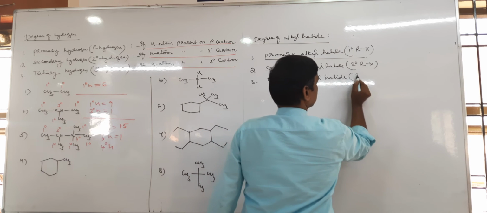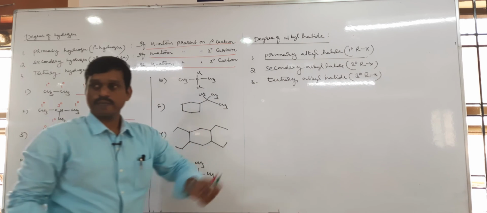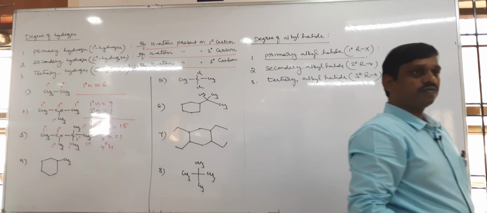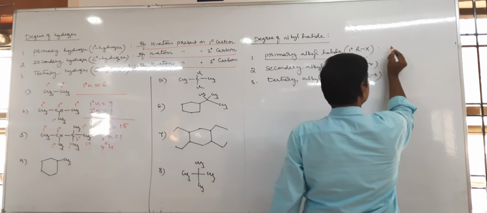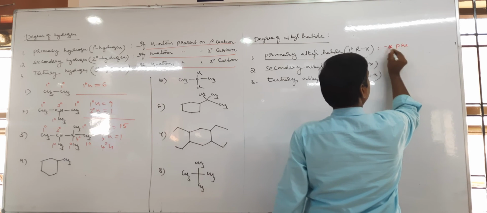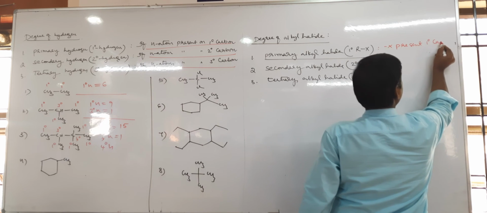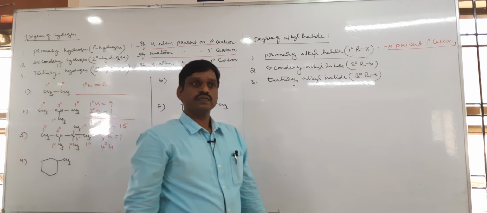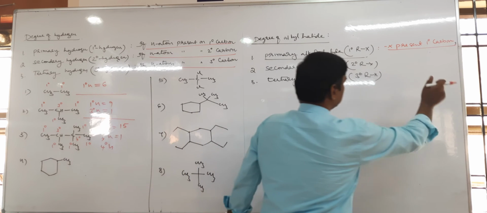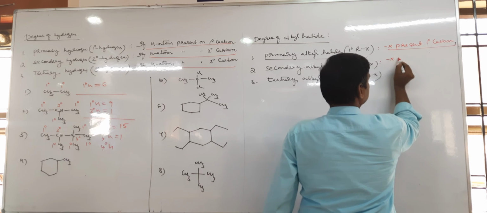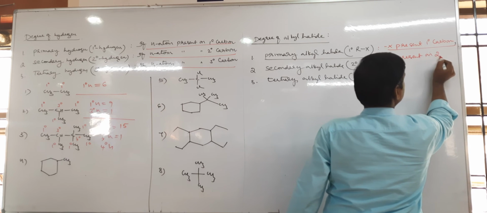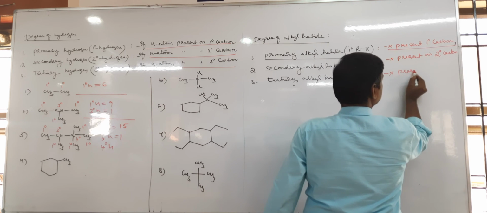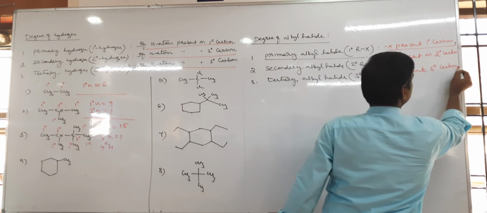Tertiary alkyl halide, 3 degree RX. Tell me now, what are primary alkyl halides? If halogen is present on which carbon? Primary carbon. If the halogen atom is present on a primary carbon, it is a primary alkyl halide. Similarly, if the halogen, that is X, is present on a secondary carbon, it is a secondary alkyl halide. If halogen is present on a tertiary carbon, it is called a tertiary alkyl halide.